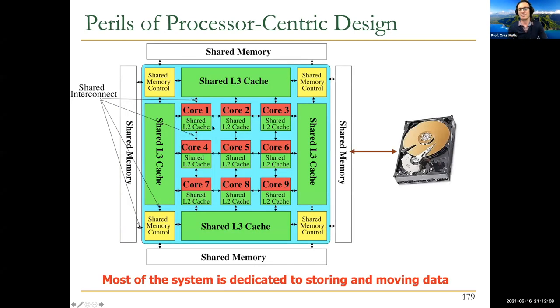So as a result, we have a picture that looks like this. Most of the system is dedicated to storing and moving data. If you look at a single node system today, more than 90-95% of the hardware real estate is not in the computation units. It's really in things that move and store data: interconnects, caches, main memory, storage, essentially. We call these computing systems or processors, but most of the hardware is not really in computing. It's really in storing and moving data.